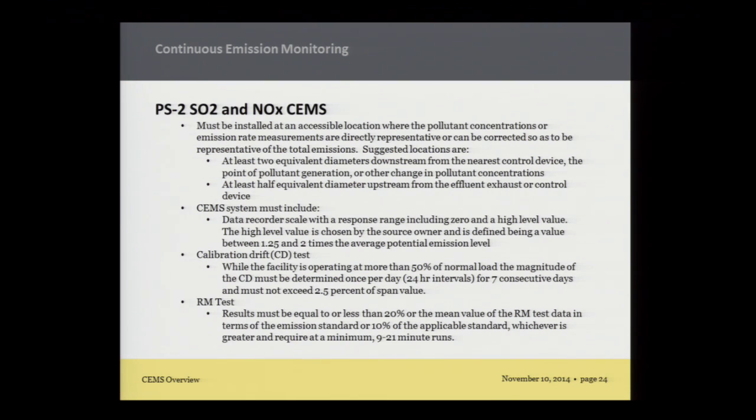So your RM test results must be equal to or less than 20% of the mean value. And we'll do some exercises. I know this is a lot of numbers and I apologize, but it's just a lot from the rules here. But results must be equal to or less than 20% of the mean value of the RM test data in terms of the emission standard, or 10% of the applicable standard. So you get to measure it two different ways. Whichever is greater, and require at a minimum 9 21-minute runs.